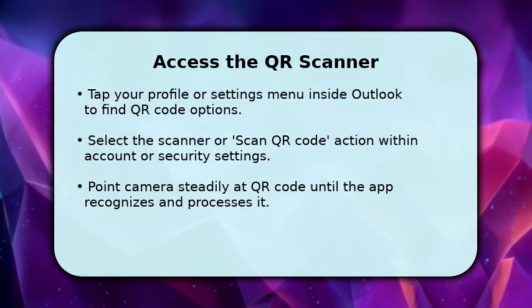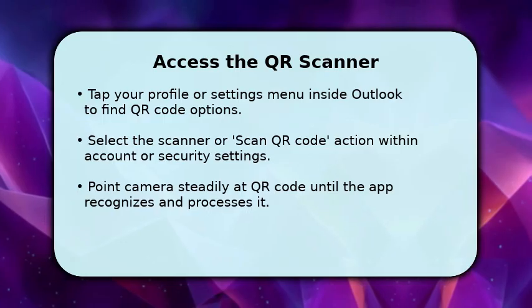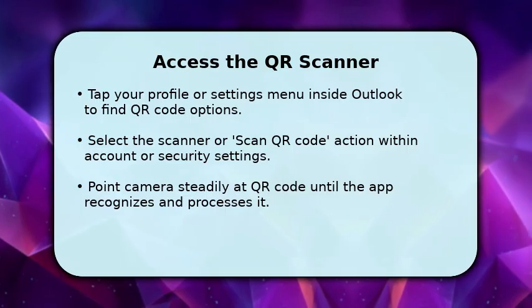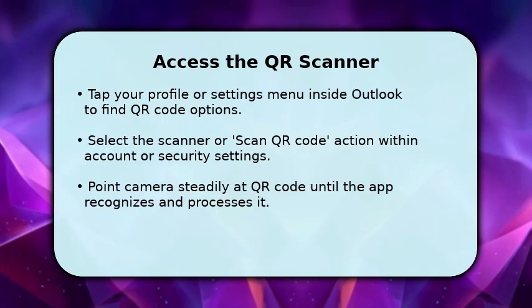Align the QR code inside the frame and keep your hand steady. Make sure the code fills most of the frame and avoid glare. This improves detection speed. The app will parse the code and show a confirmation prompt. Read it to know what action will occur before you accept.